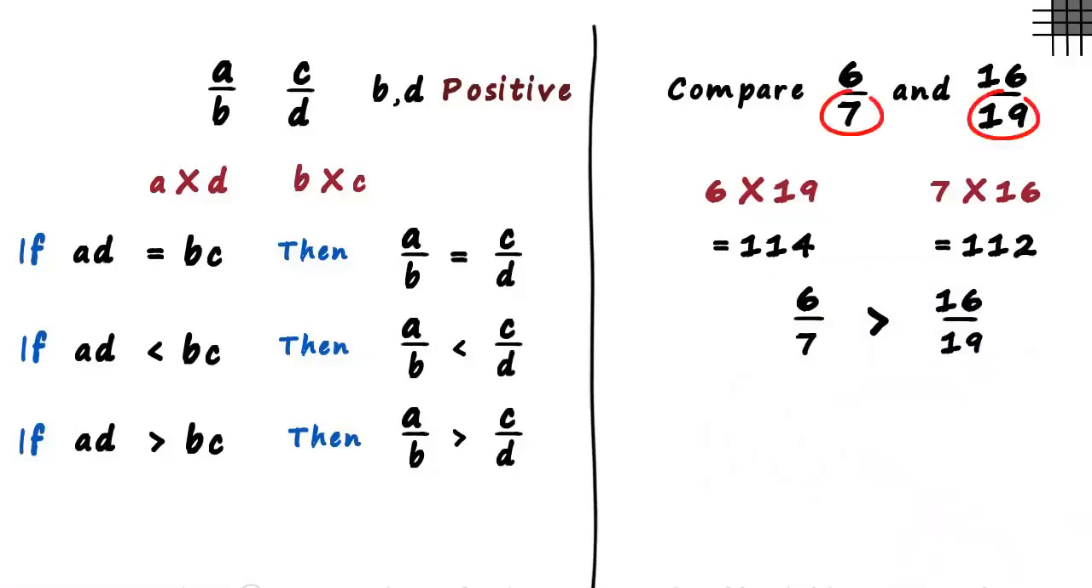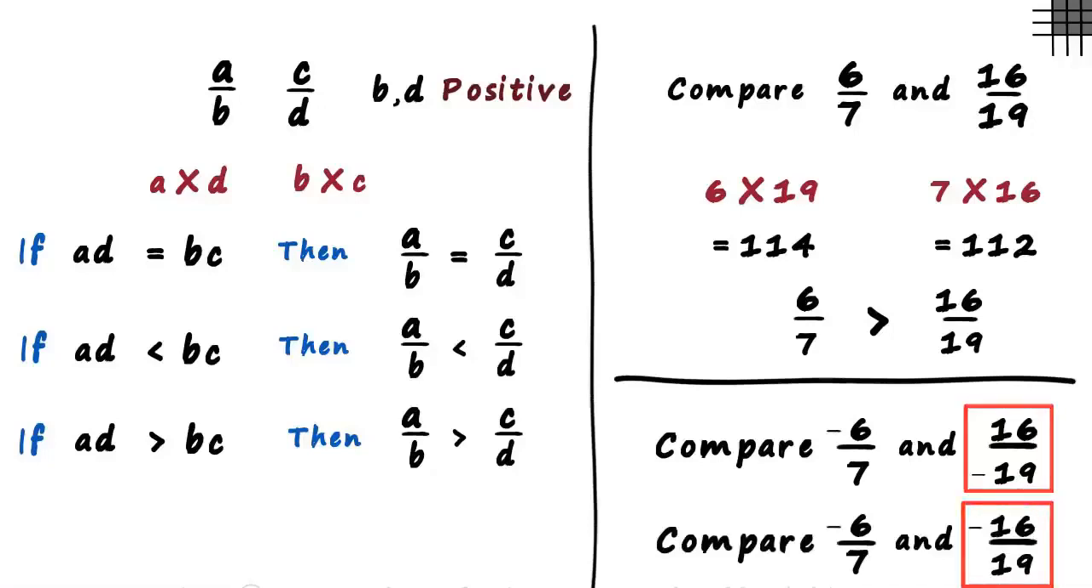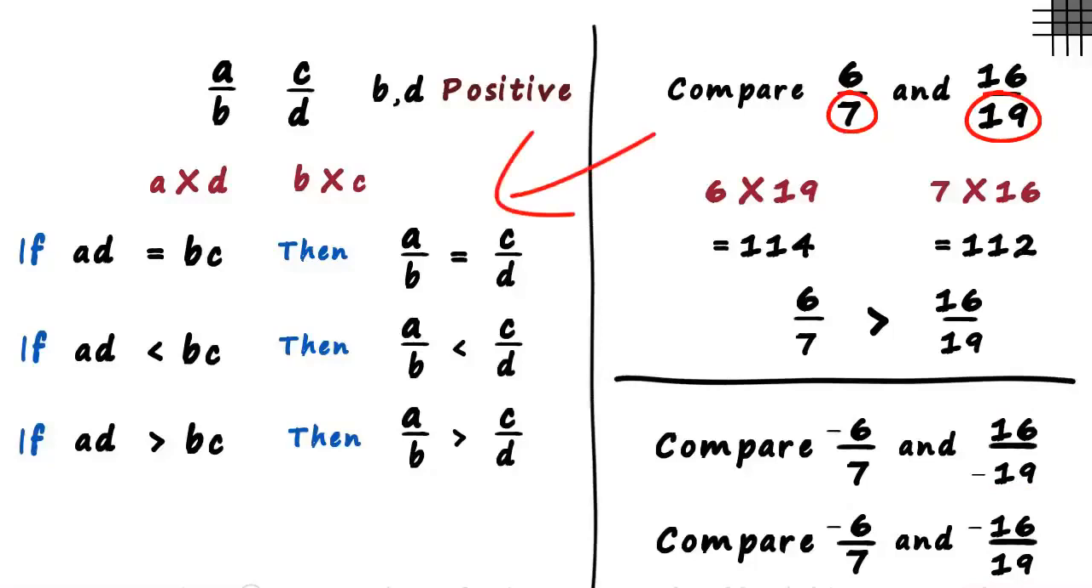But remember, the denominators have to be positive. So what if we were asked a question like this? Compare minus 6 by 7 and 16 by minus 19. Here, the denominator of the second rational number is negative. Does that mean we cannot compare these two rational numbers using this technique? Of course we can. We just write the second rational number differently. It's the same as asking us to compare minus 6 by 7 and minus 16 by 19. These two rational numbers have the same value. So keep in mind, if the denominators are positive, we can use this technique to compare the two rational numbers.